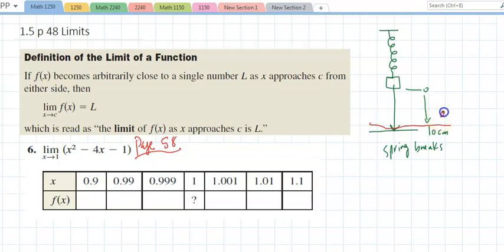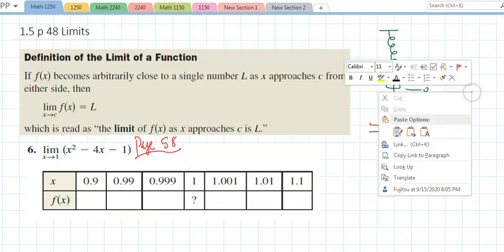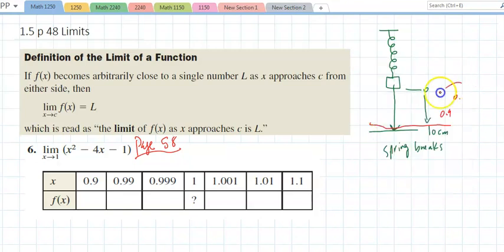Do I go to 0.9? Do I go to 9? Do I go to 9.5? Do I go to 9.9? That's the idea of a limit.